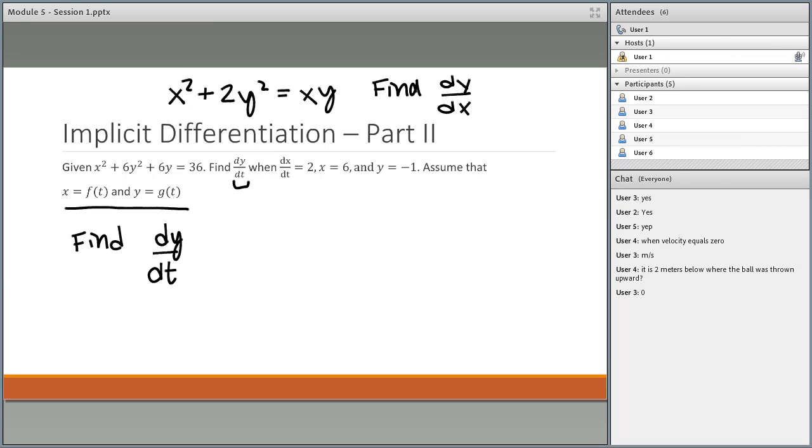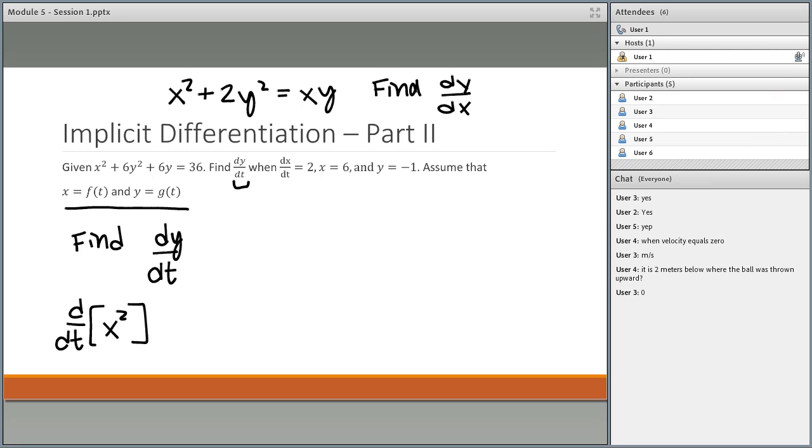So just like when we were doing examples like this, we were asked to find dy dx. We found d dx of each term. So in this case, we're asked to find dy dt. So we're going to find the derivative with respect to t of each term.